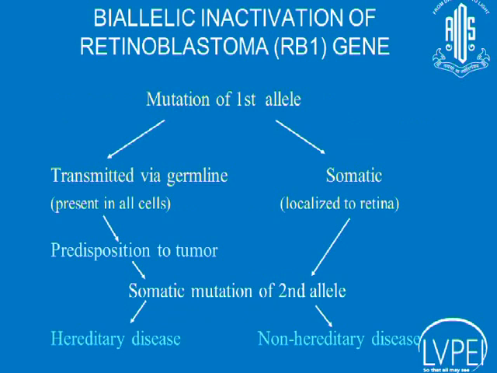This is just to show you the first allele is mutated and is transmitted through the germline, therefore it's present in all cells of the patient. It gives rise to predisposition to a tumor. And this has to be accompanied by a somatic mutation of the second allele, so that happens somatically in the retinal precursor cells, and that gives rise to hereditary disease. Whereas if you have the first and the second allele both being somatic, then you have non-hereditary disease. So that means both the mutations are only present in the cells in the retina.